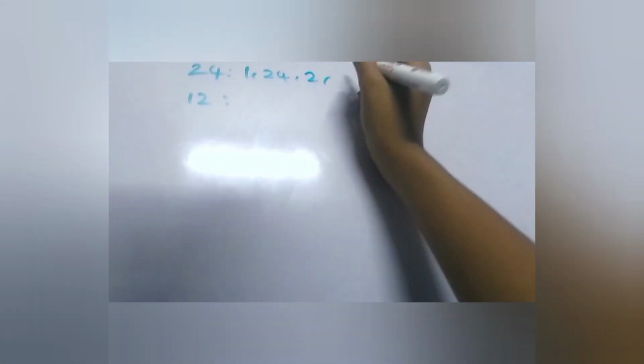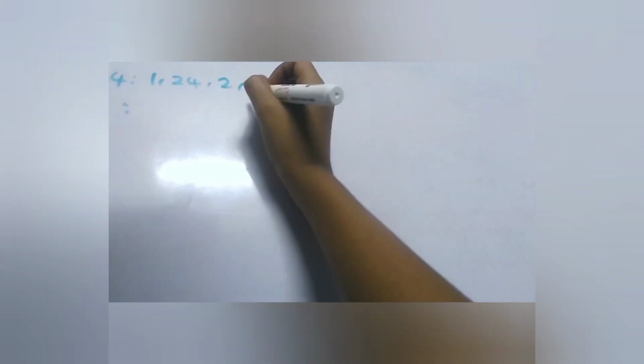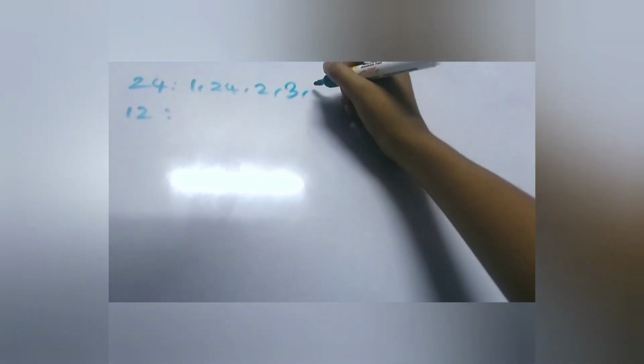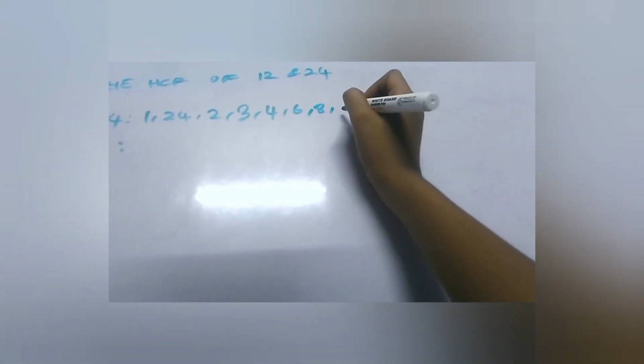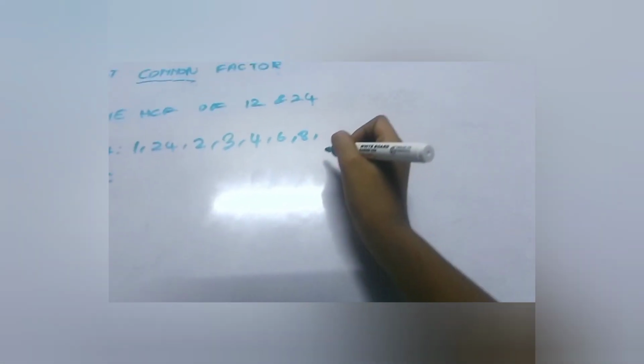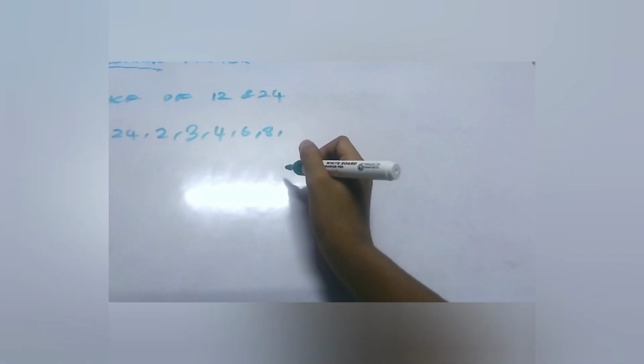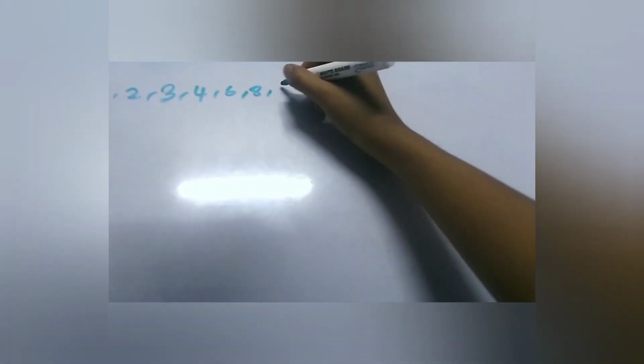2, then would 3 come? Yes, for sure. 3, yes, 4, not 5, yes, 6, 6 4s are 24, not 7, yes, 8, then what about 9, not, what about 10, no, 11, no, 12, yes, that would be the last.